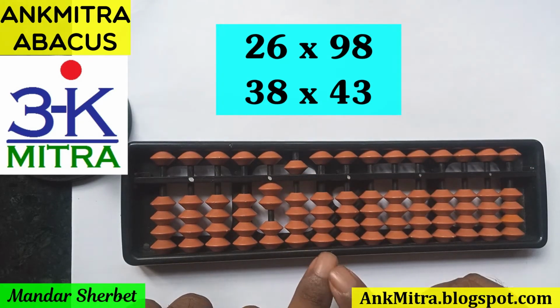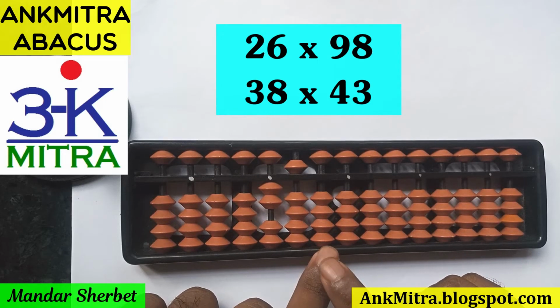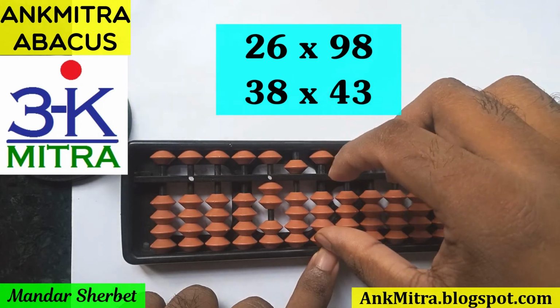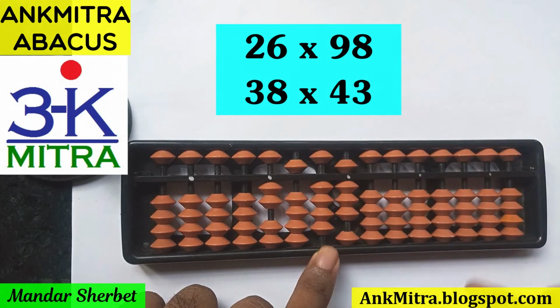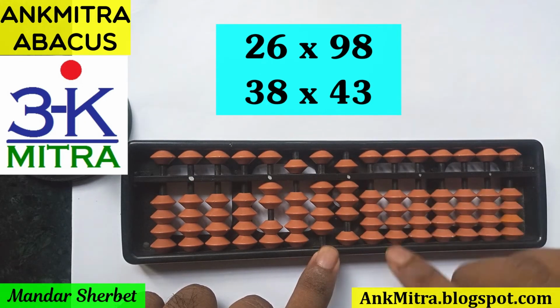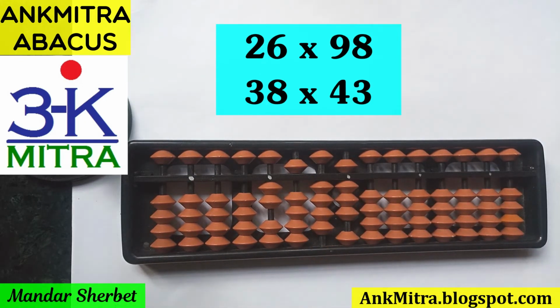Okay, and for the last step, we'll move to the next rod, that is the second rod, and the last step is 8 multiplied by 6, which is 48. 48 will be added from this rod. So 48. Okay, so the answer that we have for 26 multiplied by 98 is 2548. Okay, 2548.